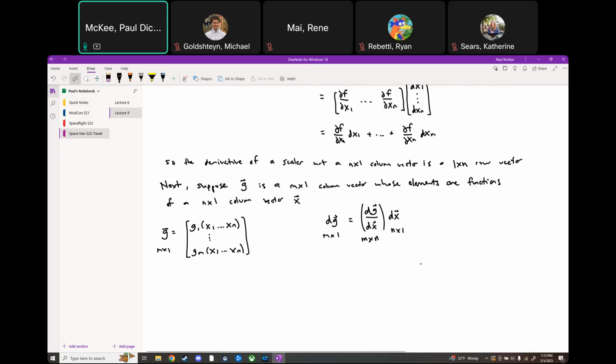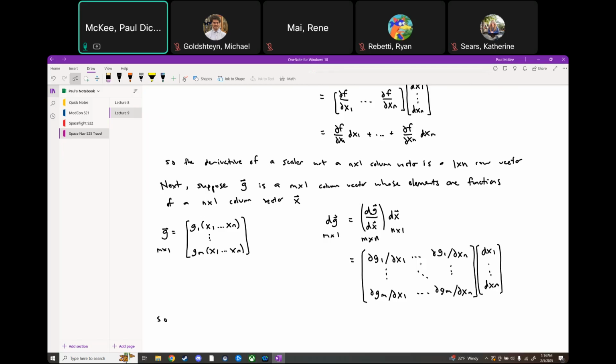Or, if we wanted to write this out, it would be the differential of G1 with respect to x1, and then eventually the differential of G1 with respect to xn, differential of Gm with respect to x1, and differential of Gm with respect to xn. So you're going to get this m×n matrix, and then this multiplies dx1 all the way to dxn.